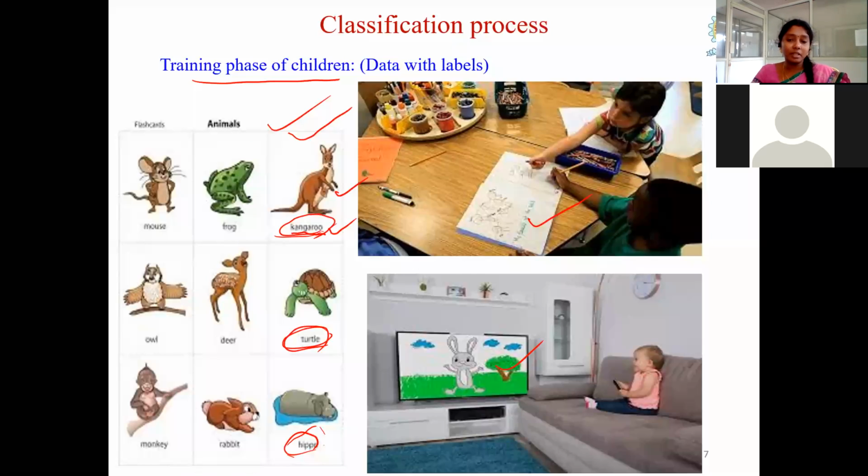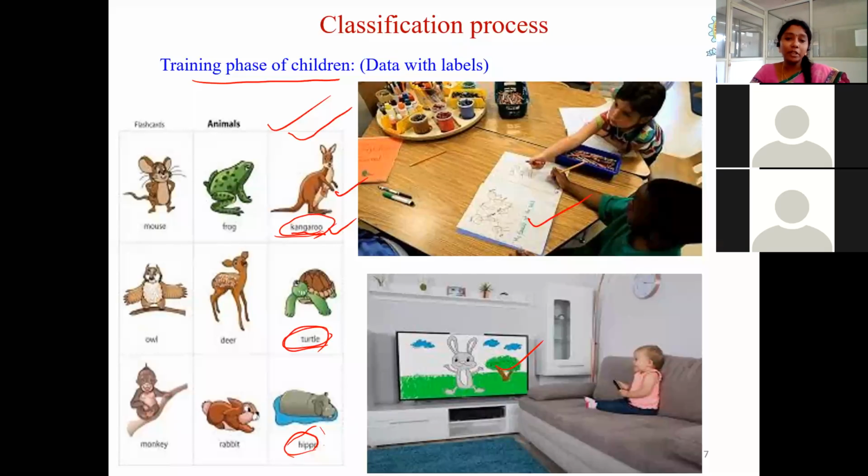I think this example is clear to all of you, right? So we have two phases in classification. One is the training phase and the second one is the testing phase. In the training phase, we are making the classifier learn something on the training data. Whereas in the testing phase, we are testing the efficiency of the classifier by assigning some new data to classify.